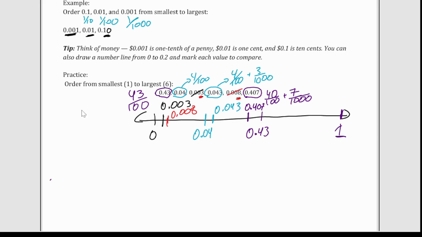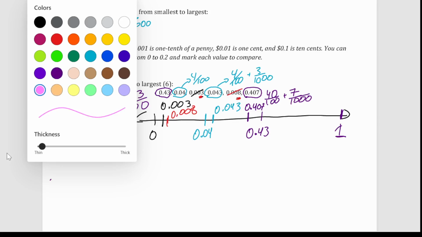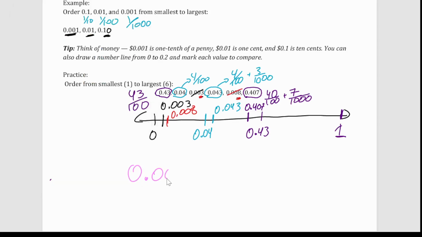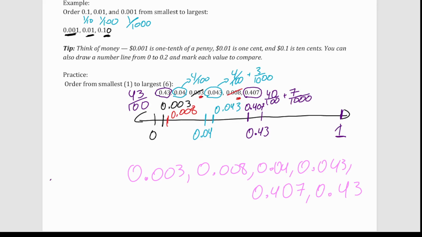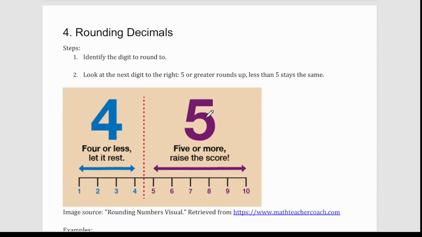So that helped us order that from smallest to largest, we have 0.003, then 0.008, then 0.04, then 0.043, then 0.407, and then 0.43 if we're ordering these decimals from smallest to largest. Having a good number sense for these decimals is going to help us ultimately round them.